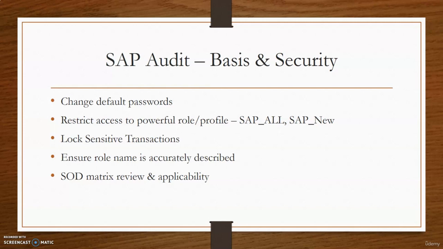The last is the SOD matrix review. Whatever SOD rule set has been defined, they can review whether it is properly configured, and whether all the users are created as per the SOD matrix or not. In both cases, if you have an automated tool like SAP GRC Access Risk Analysis, or even if you don't have such a thing, you should maintain a manual sheet, so that while assigning the roles and giving the authorization, you refer to that sheet so that SOD conflicts can be removed.